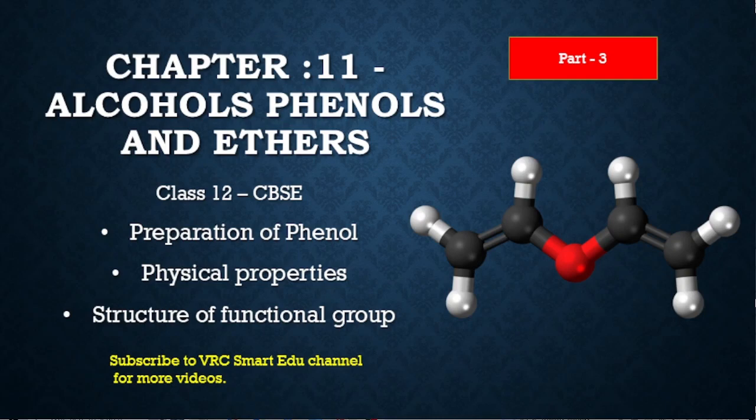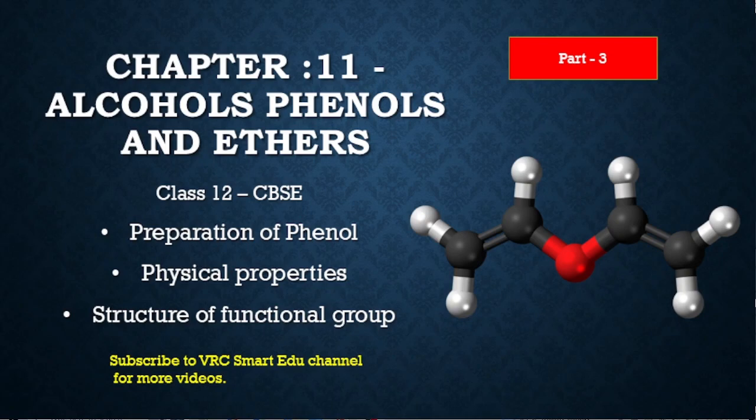So today we are going to see the chapter 11 alcohols, phenols and ethers. It is our organic chemistry part 3 of this chapter. Already two parts have been completed and the links are provided in the description. You can go and check it out. And we have also completed another organic chapter, the haloalkanes and haloarenes. The links of that also are provided in the description. You can go and check it out.